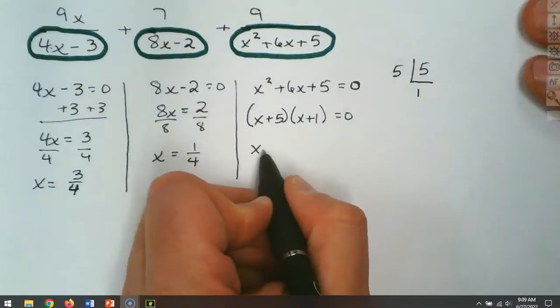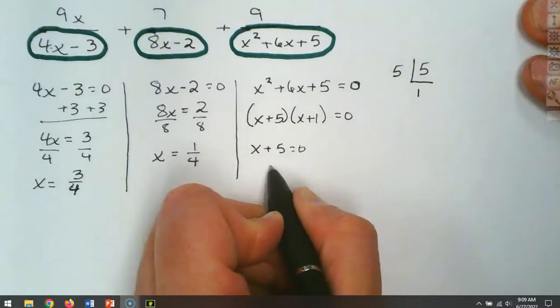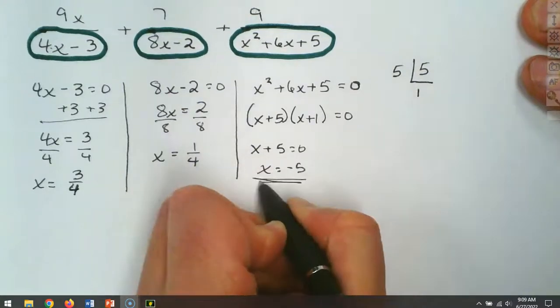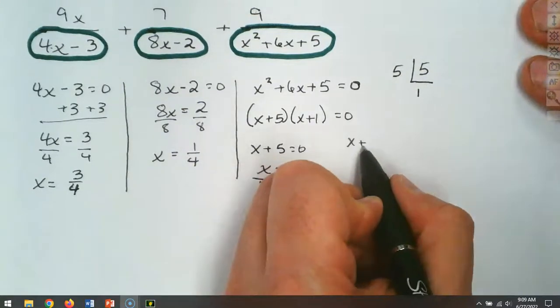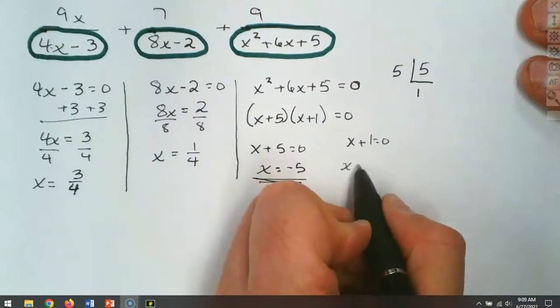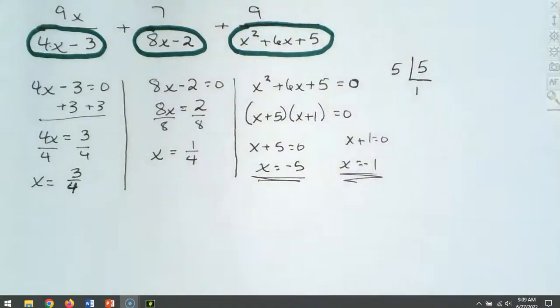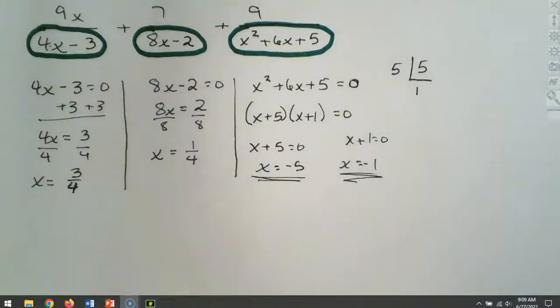And then we've got x + 5 = 0, so x = -5. And then we've got x + 1 = 0, so x = -1. Now let's go ahead and answer the question.